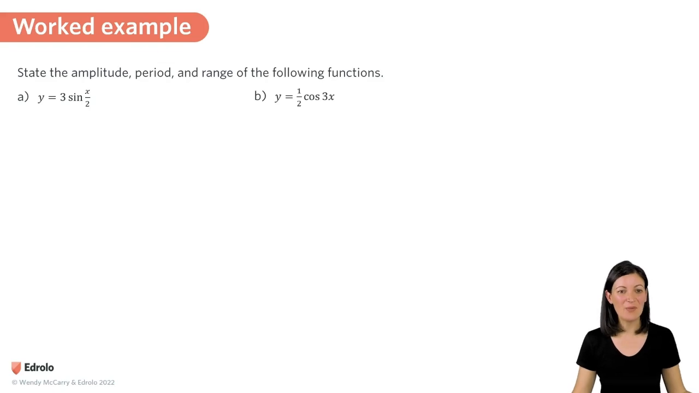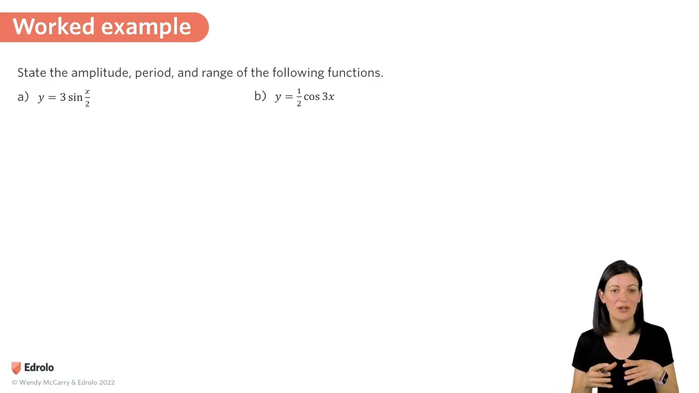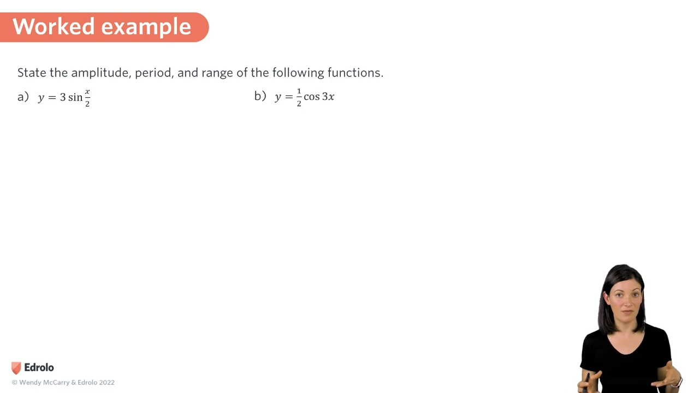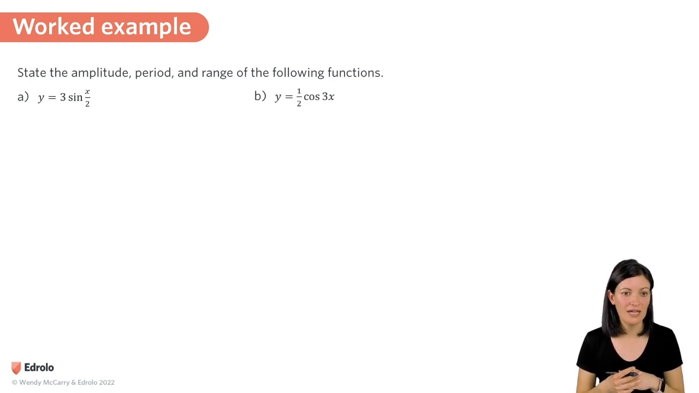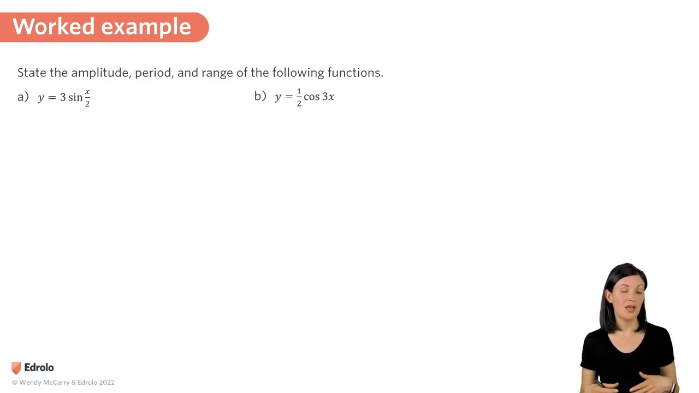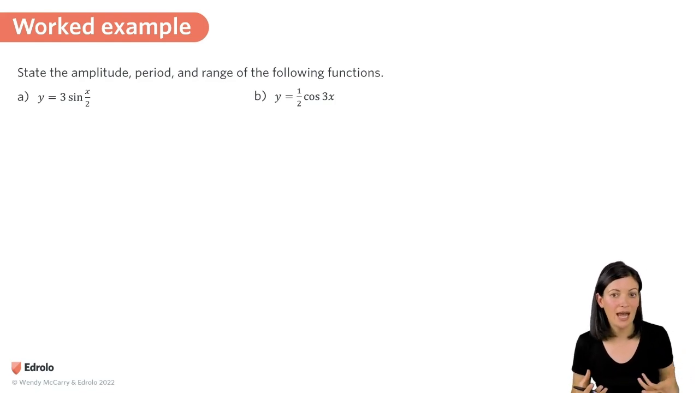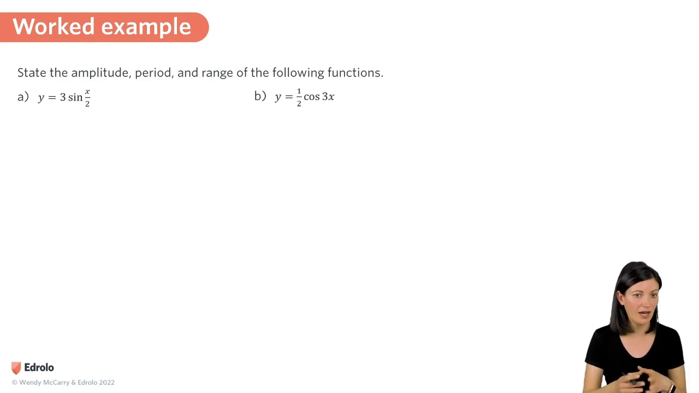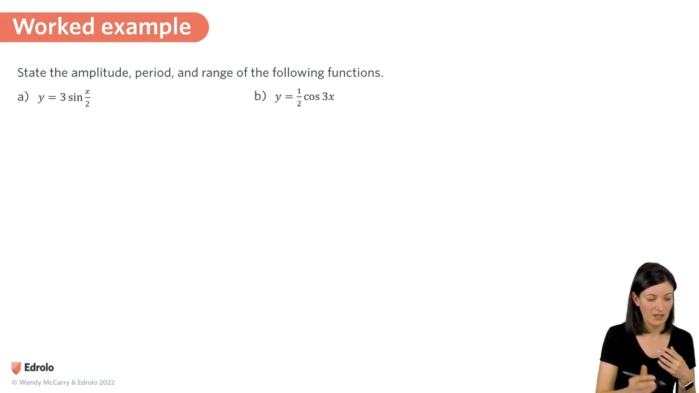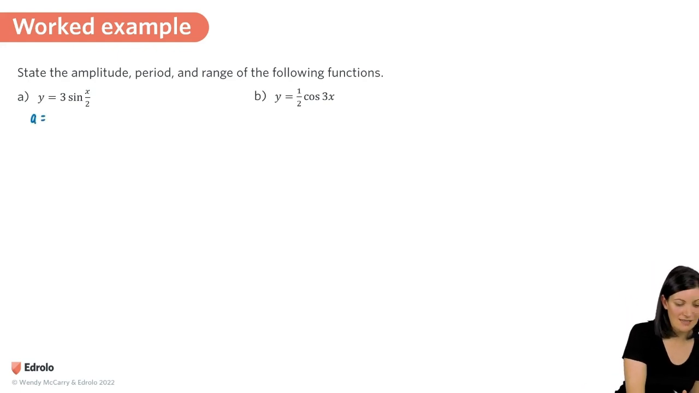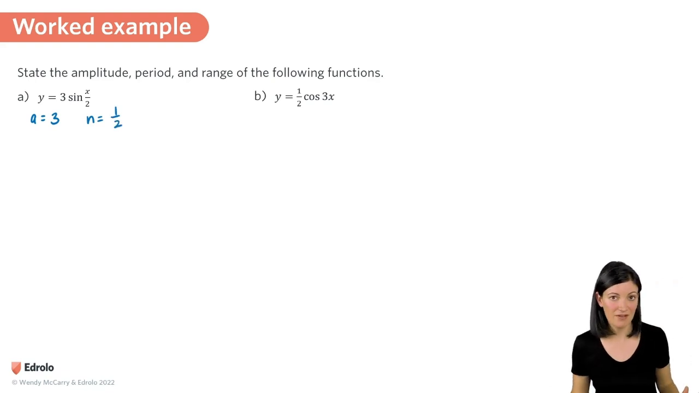For this example, we're going to state the amplitude, the period, and the range of the following functions. So let's look at A. Y is equal to 3 sine of x over 2. I would recommend that before you start answering the question, you get into the habit of first just identifying the value of A and the value of n. So in this case, A is 3 and n is 1/2.